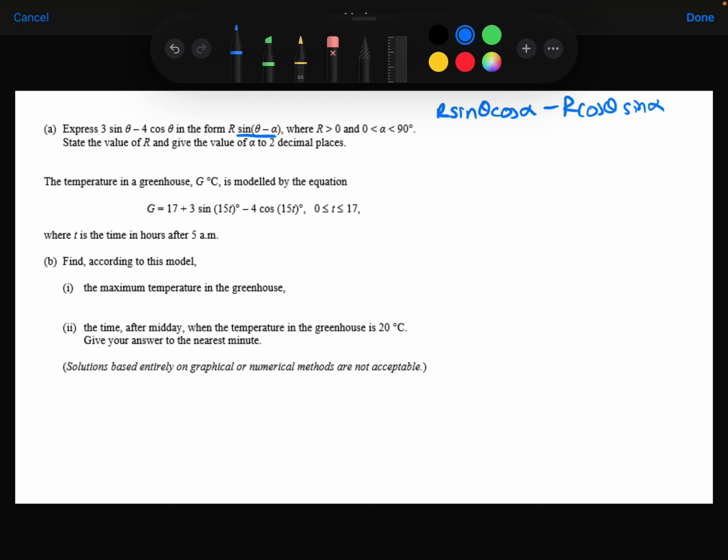And now let me write the 3 sin θ − 4 cos θ underneath. Comparing the two, I can see that r cos α is going to have to equal 3, and r sin α is going to have to equal 4.